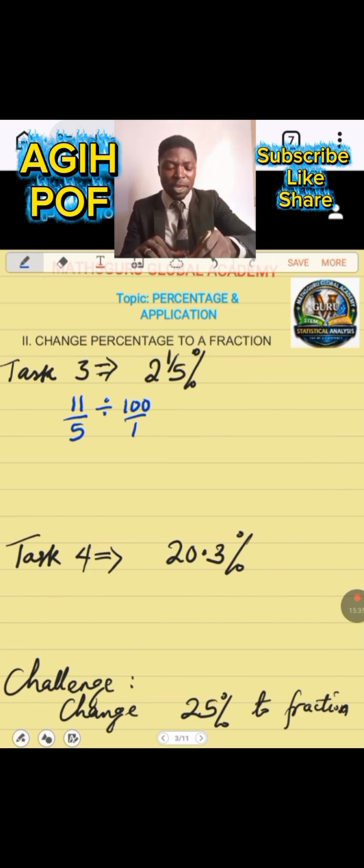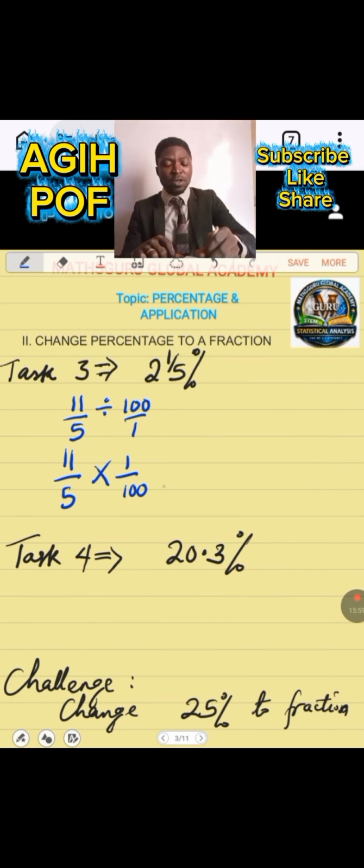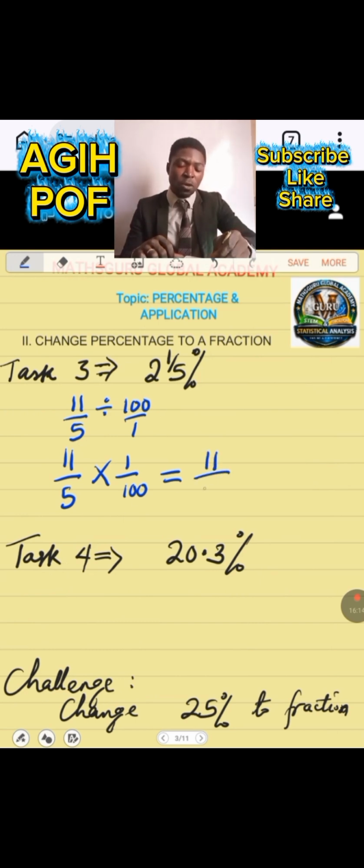As we did earlier, let's do that again. So we're going to have 11 over 5. Change it to multiplication. What do you think we're going to do? Flip. We are going to flip the divisor. The denominator becomes the numerator and the numerator becomes the denominator. And at this point, there is no number at the numerator that can divide the number at the denominator without a remainder, so we multiply directly. 11 times 1, 11. And 5 times 100 gives 500.